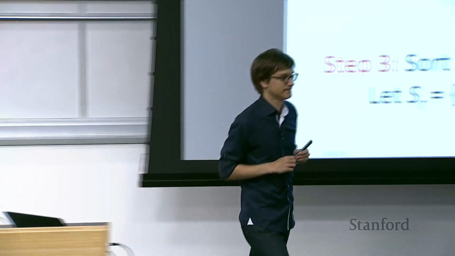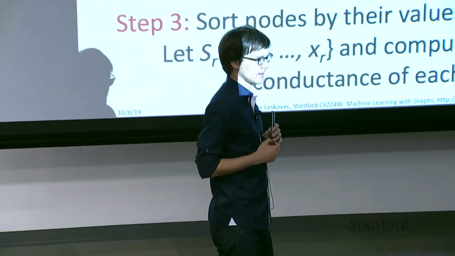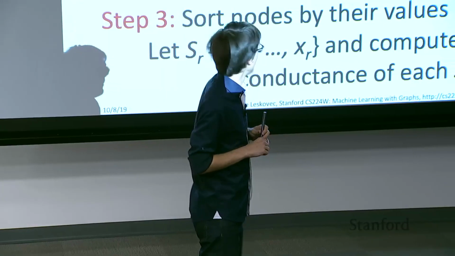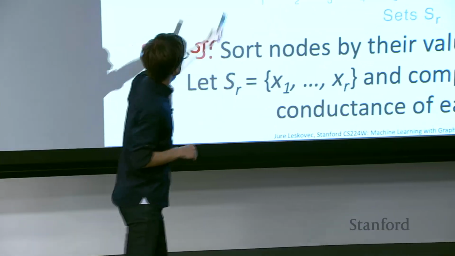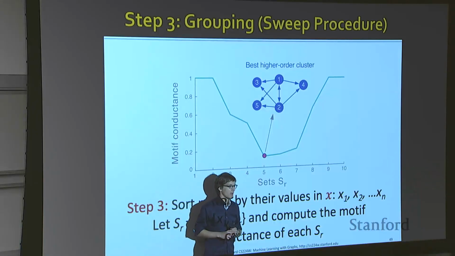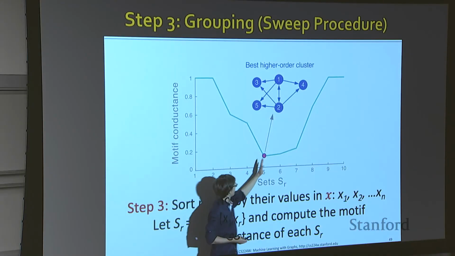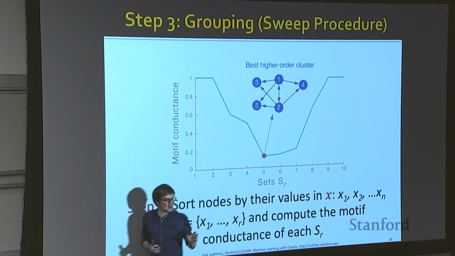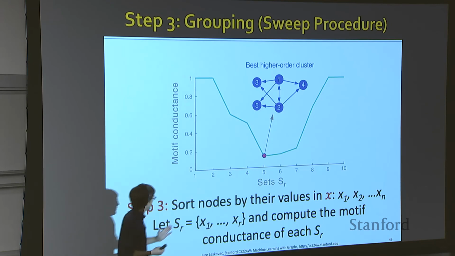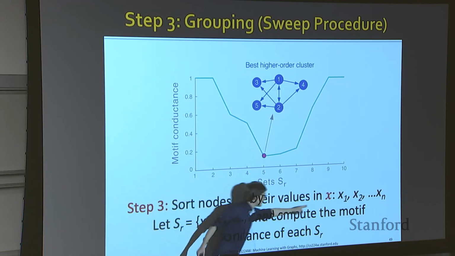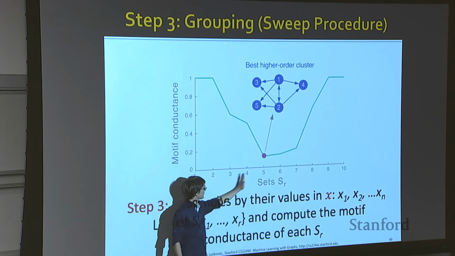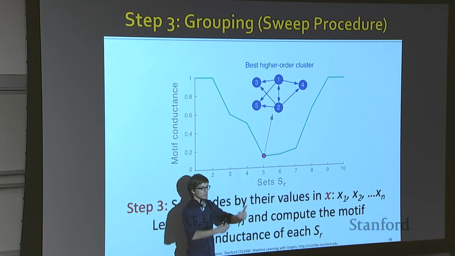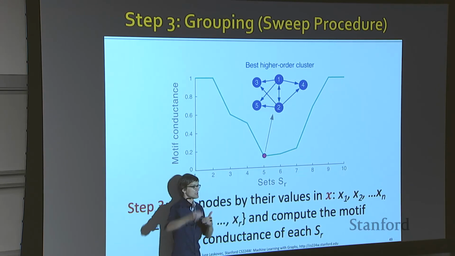This function of conductance looks like it's convex. Is it always the case? So it looks like it's convex. Usually it's not convex, so you need some heuristic to decide where to stop. It just says if you sort the nodes by the value in the second eigenvector and you take the first R nodes, what's the conductance of the first R versus the rest?